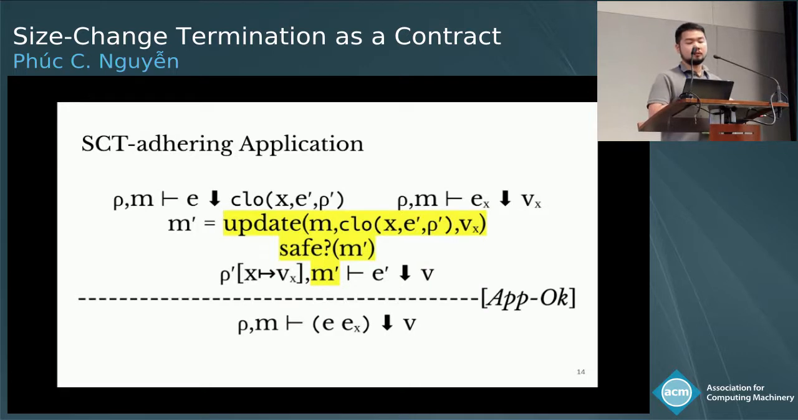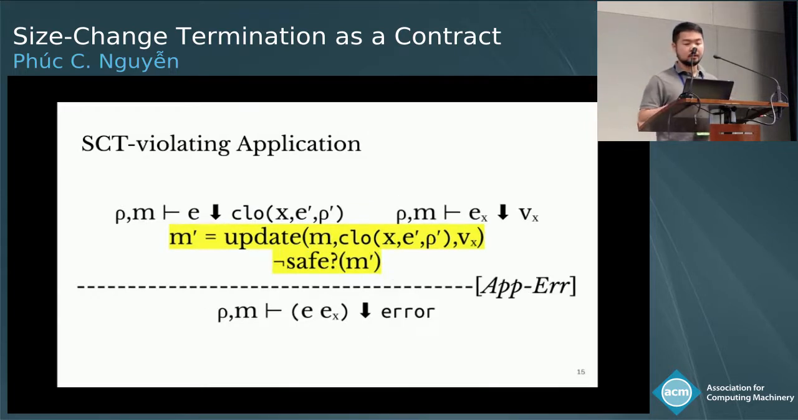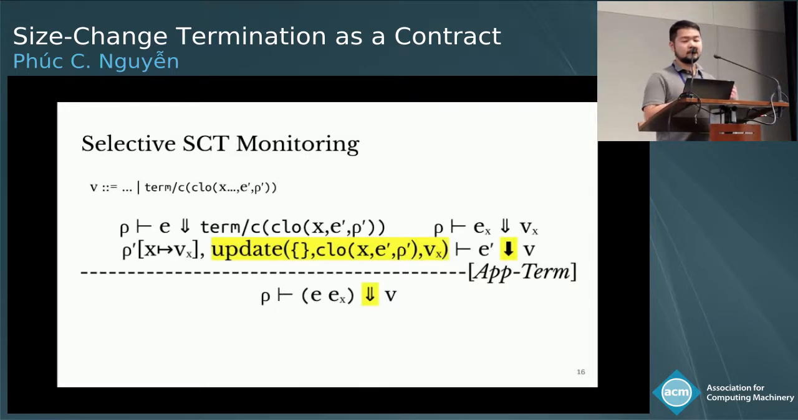In general, the non-standard semantics only differs from the standard semantics at applications, where before proceeding to executing the function body, we update the size change table and monitor it against the size change principle. Then during the dynamic extent of the function body, we use that new table. And if we detect a violation to the size change principle, then error is the only thing that we can derive. So that was the semantics for globally monitoring termination. Suppose we want to selectively monitor termination only for functions with termination contracts, then we simply run the standard semantics and only switch to the non-standard semantics when we apply a guarded function.